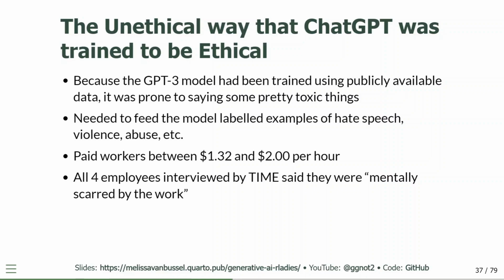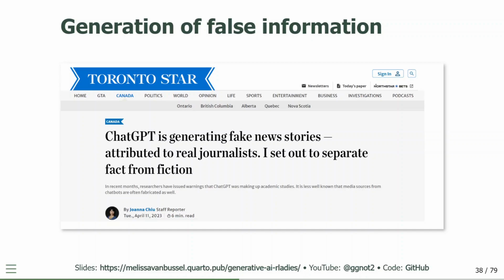It's also important to talk about the unethical way that ChatGPT was trained to be ethical. The underlying model for ChatGPT was trained using publicly available data, which sort of by definition means that it was prone to saying some pretty toxic things. And in order to have ChatGPT be able to recognize when prompts are appropriate or inappropriate, that means that you need to feed the model labeled examples of things like hate speech, violence, abuse, etc. There's a Time article that interviews some of the employees who worked on this labeling of things like hate speech and abuse. And it was revealed that these workers were paid less than $2 an hour for this work that was mentally scarring.